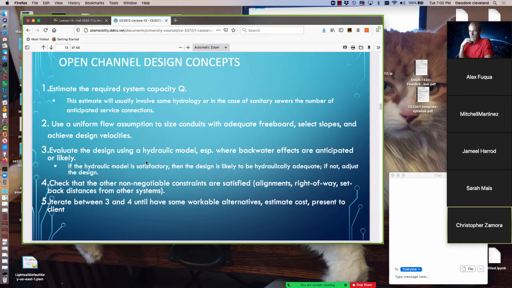And if it does, we move it a little bit, and if it's financially inconvenient to move, there are some fairly exotic materials that can be employed to allow encroachment into other underground utilities, but they're really expensive, so we only do them when we have to. And then we would iterate between steps 3 and 4 until you have a collection of workable alternatives, maybe just one. Estimate the cost, present that to the client, and then presumably we would proceed forward with detailed design, and that's the open channel design process.